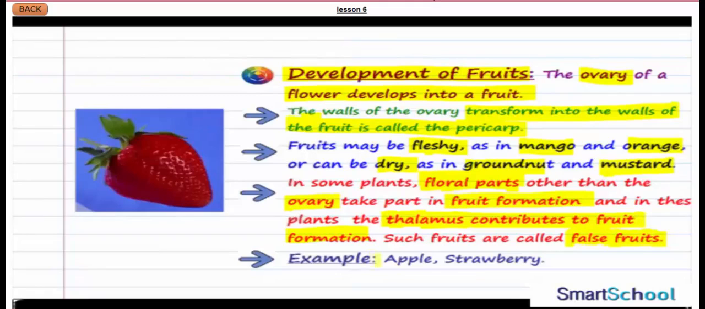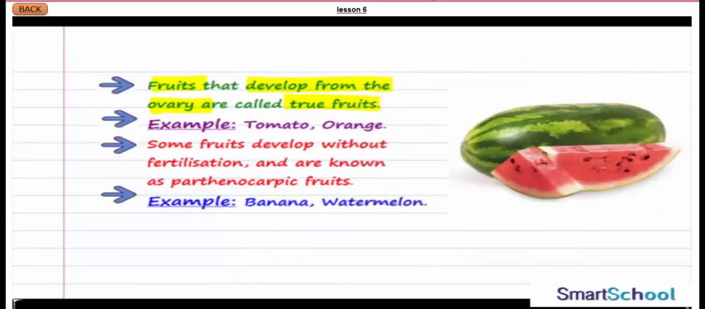Some examples of the false fruits are apple and strawberry. Here in this image you can see a false fruit, that is strawberry. Now the fruits which are developing from the ovary itself are the true fruits, for example tomato and orange. Some fruits develop without fertilization and are known as parthenocarpic fruits. That is, they develop by the process of parthenogenesis, in which fertilization does not take place. And examples of parthenocarpic fruits are banana and watermelon.